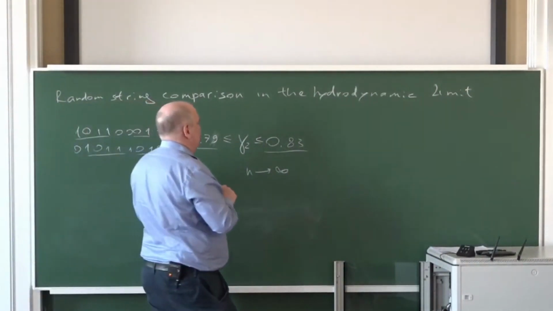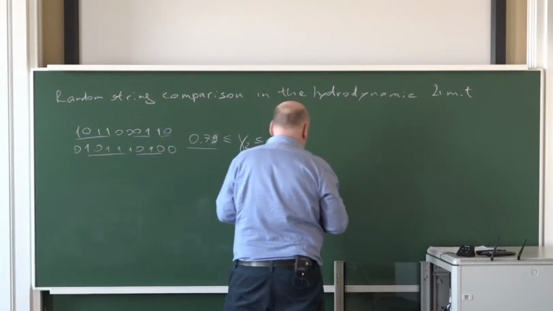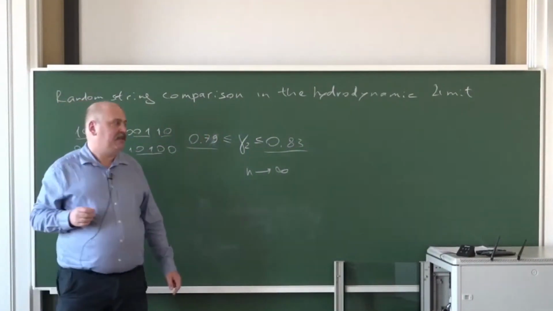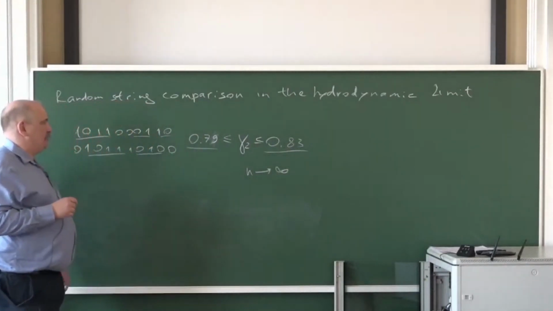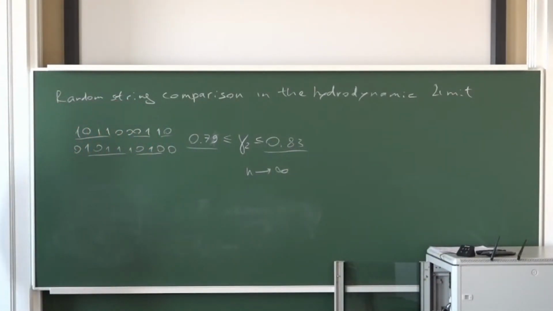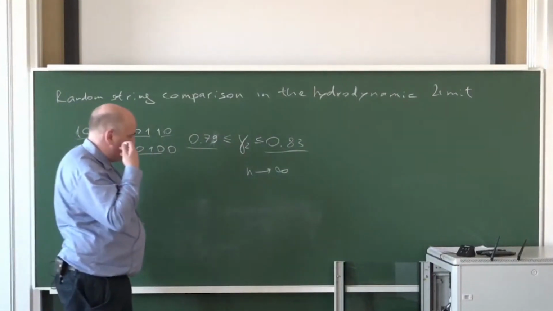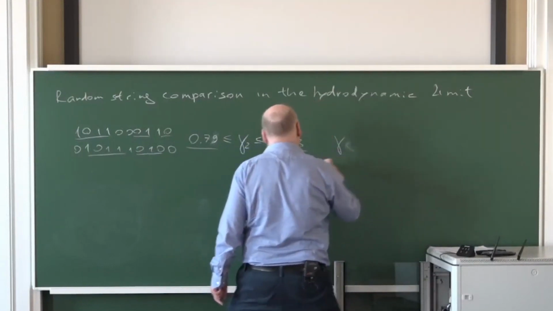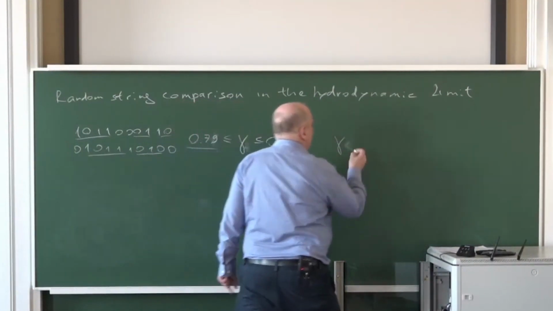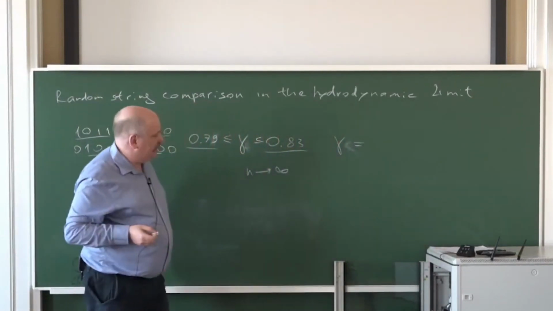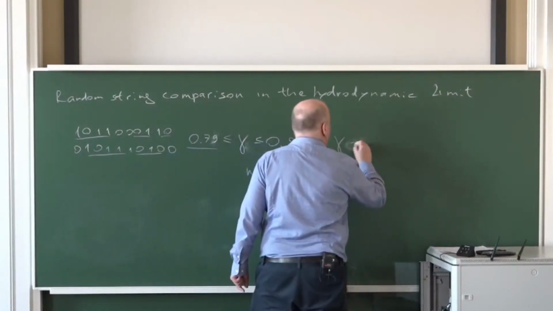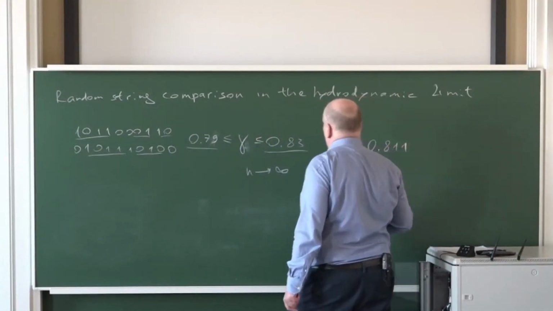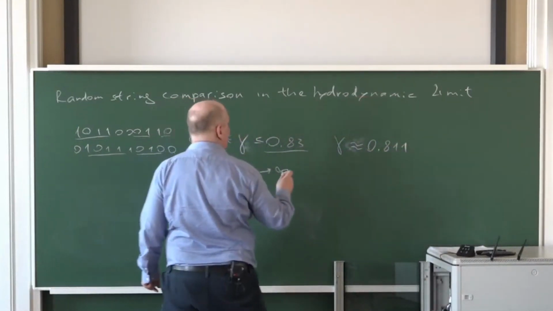And of course, there have been experiments, and well, you can generate a very long string of bits, even if you have to run a quadratic time algorithm to find the longest common subsequence. So experimentally, we know that gamma 2, well, it's always going to be gamma 2, so let me call it gamma. That gamma is about 0.811.